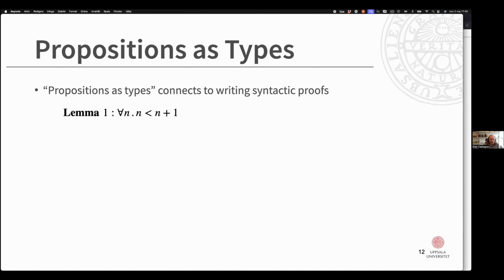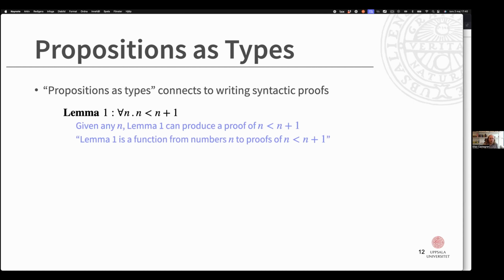So let's say that we're reading some logic text, and it says lemma 1 is for all n, n is smaller than n plus 1. We can put on our Curry-Howard glasses, and we can read this as, given any n, lemma 1 can produce a proof of n is smaller than n plus 1. Or if we think of it even more from a functional perspective, lemma 1 is a function that takes numbers n and produces proofs that this number n is strictly smaller than n plus 1.